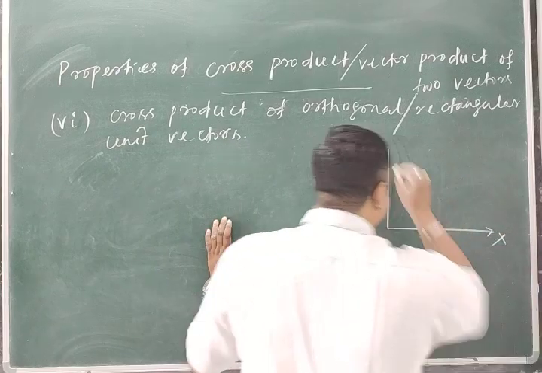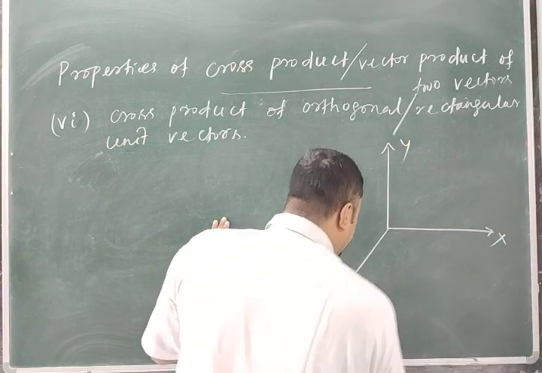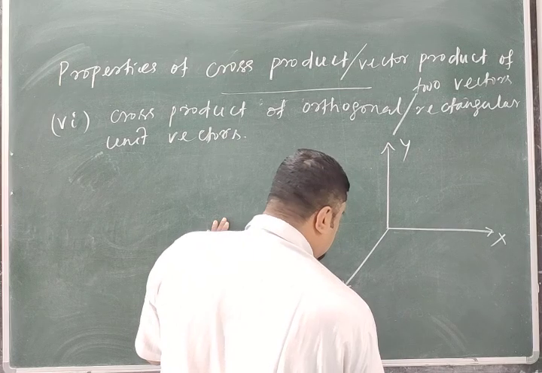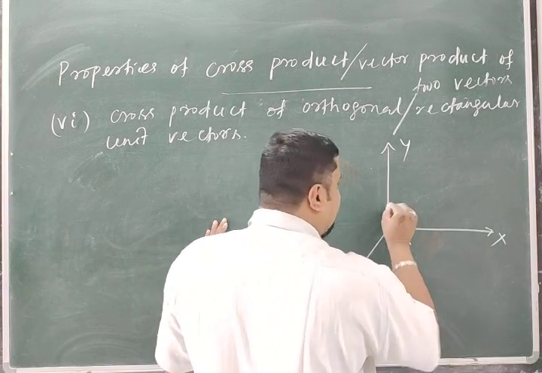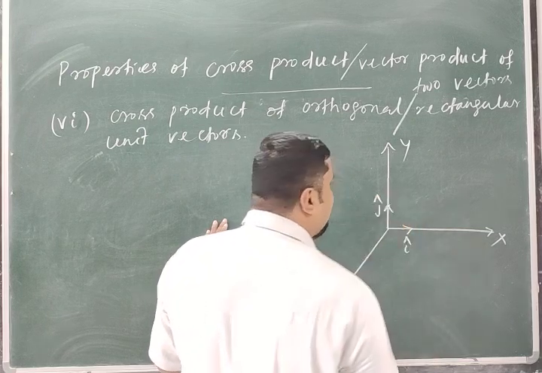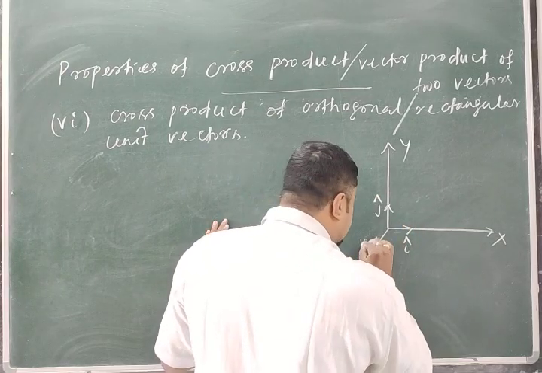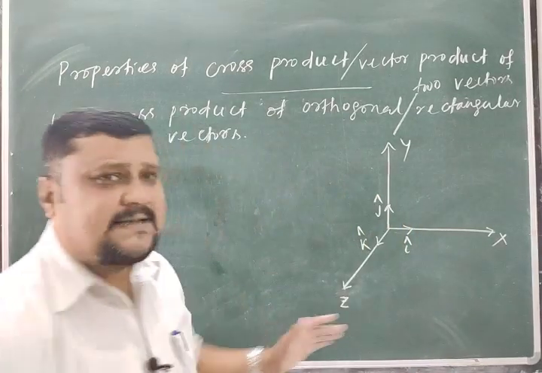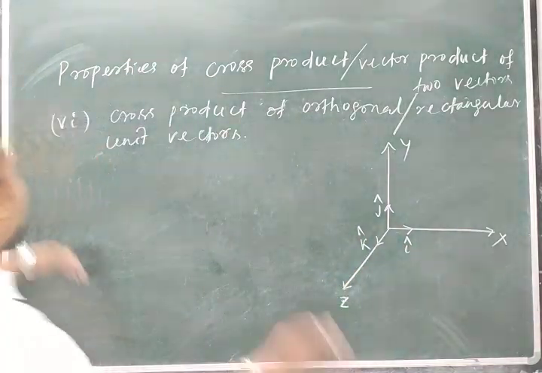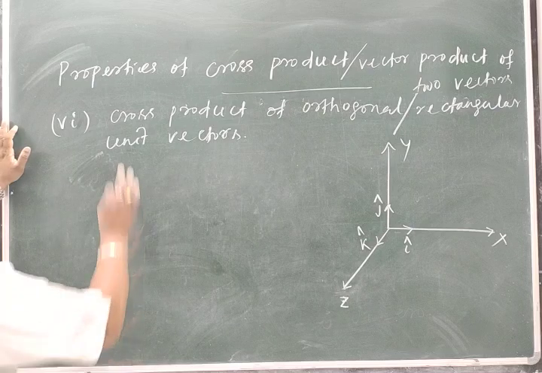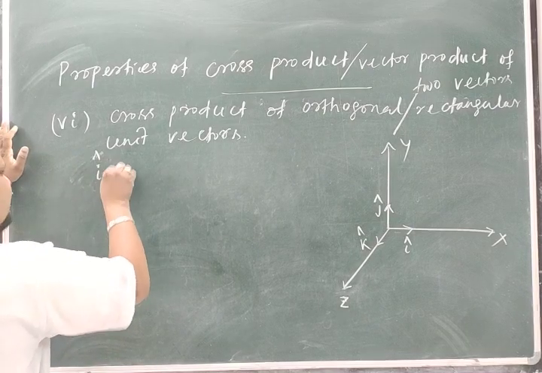Suppose this is my x-axis, y-axis and z-axis. i cap is a unit vector along the x-axis, j cap is a unit vector along the y-axis, k cap is a unit vector along the z-axis, and they are mutually perpendicular. Magnitude is 1 unit.